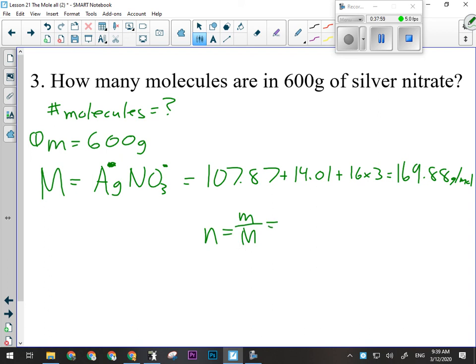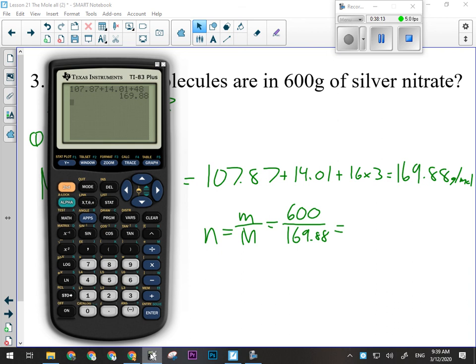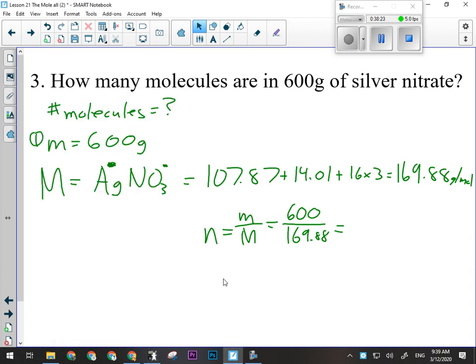Maybe that'll lead me toward the number of molecules. So I'm going to have little m, which was 600, divided by big M, which was 169.88. So we have 3.53 moles. I'm only going to write 3.53 here on the board rather than all the decimals, but you should keep all the decimals in your calculator.